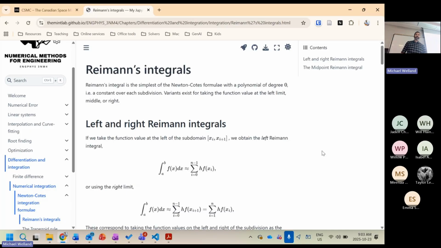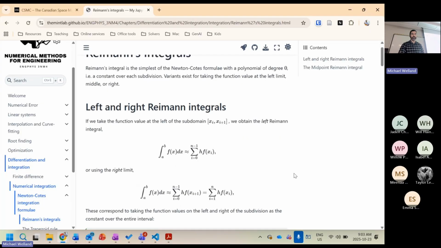Riemann integrals. Okay, so the Newton-Cotes method is basically you subdivide your system, you approximate that subdivision with some low order polynomial, and then you integrate exactly. Because you can always integrate a polynomial exactly, right? I see all those nodding heads. Riemann integrals are polynomials of degree 0, i.e. they are constant, right? Variants do exist for function values at the left limit, middle, and right, and we're going to see why that's important.